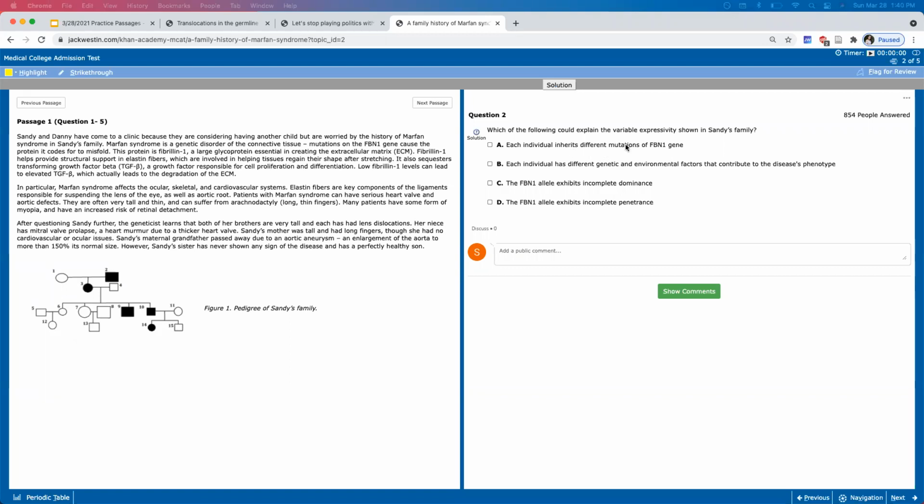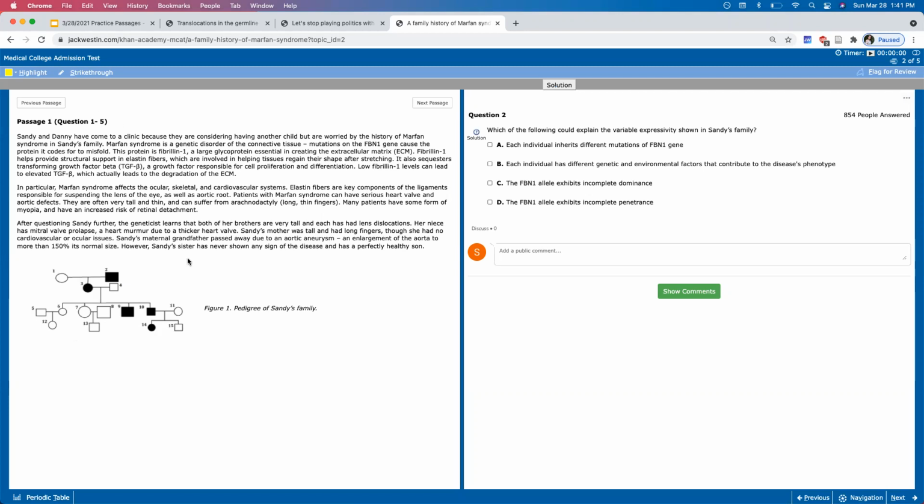Okay, it's not because they have different mutations. It's the same mutation. The mutation on this gene is causing the protein to misfold. If they grow up in different genetic and environmental factors, that can contribute to the disease's phenotype. And that's why they might have different signs and symptoms. It's not because of incomplete dominance. Otherwise, we would be seeing, what was the question?